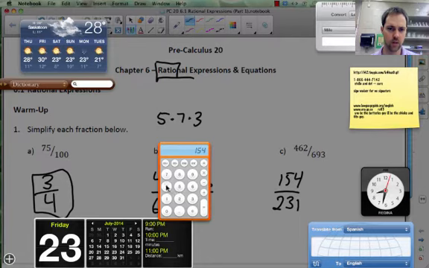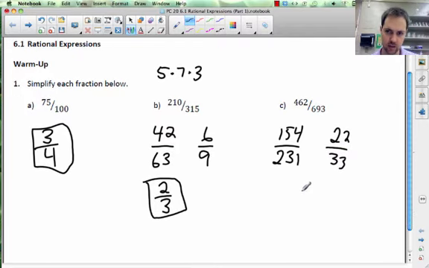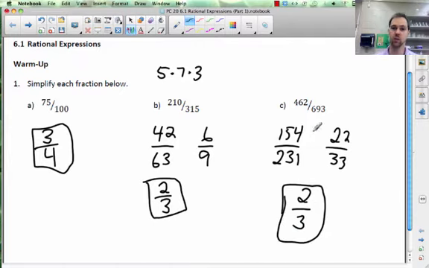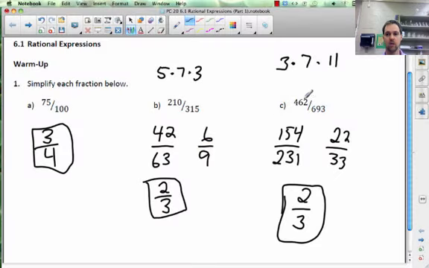Okay, so what was that? 22. So divide them both by 7, you get 22 over 33. And of course, now it's obvious that there's another prime that will come out of this, and that is 11. Divide each of them by 11 and turn that into 2/3 as well. And of course, the factor that we took out was 3 times 7 times 11, which is 231. So each of these things divides by 231.